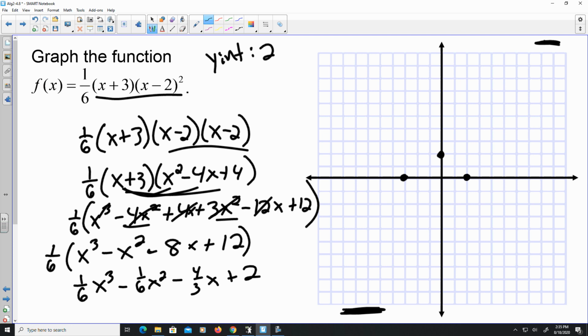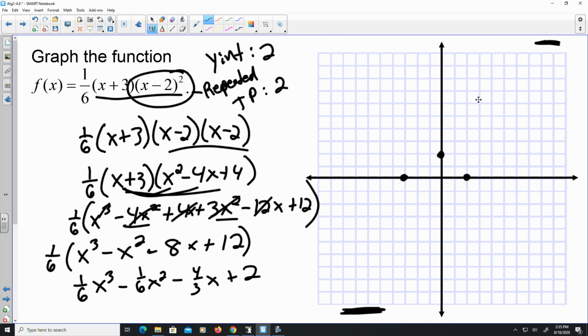Now remember, because you have this square of a binomial, this is a repeated solution, which means it's just going to touch that intersection, and that's also going to be a turning point. Because it is x to the third power, how many turning points are there? There's only going to be 2.